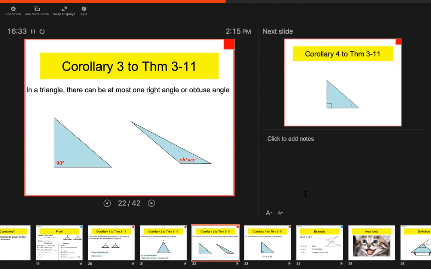That's all that Corollary 3 of 3.11 says. It says in a triangle, there can be at most one right angle or at most one obtuse angle. That's what we're doing. We're going to do another one, which is pretty nifty.